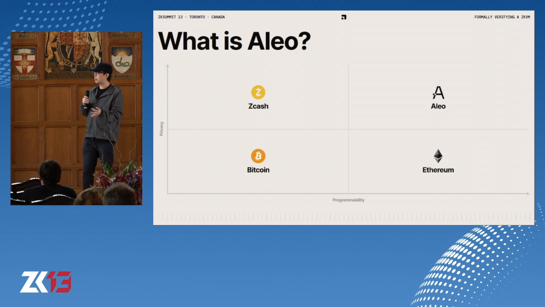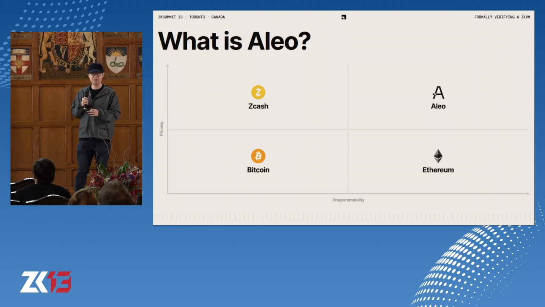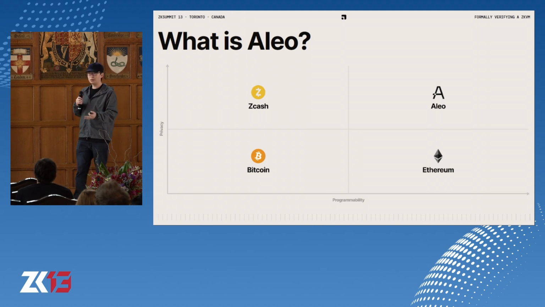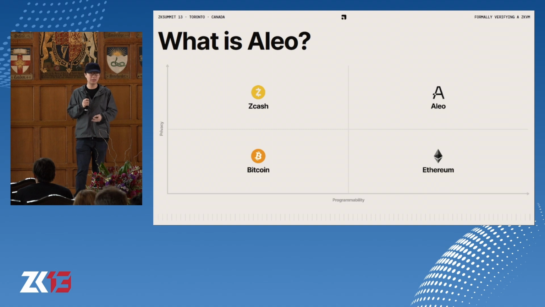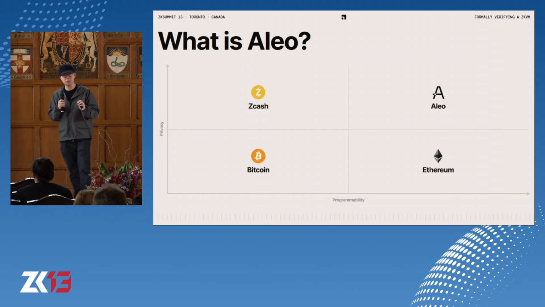where Bitcoin is quite low on both. It's just a coin, and it's pseudo-anonymous, right? So it's not fully private. Ethereum said, let's take that idea and add some programming to it, and so you ended up with high programmability. Zcash said, let's go the other direction and extend Bitcoin to offer full privacy, so extending that pseudo-anonymity into full anonymity.